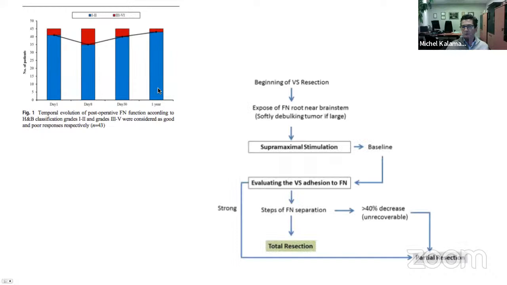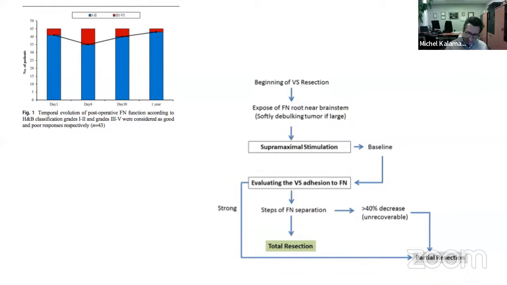And this is how we are thinking now when we do vestibular schwannoma resection. We expose the facial nerve at the brainstem. So it's easier through a translab approach. Sometimes for the retrosigmoid, it's more difficult because you don't want to push the 8 nerve and the facial nerve. And then you do a first measurement of the supramaximal at 2 milliampere. It's a baseline. Then you will see the adhesion of the facial nerve, and you go to monitor regularly the response. And when you have a decrease of more than 40%, and today it's 30%, then you stop the resection. It means you stop the resection between the facial nerve and the tumor. So you can remove the tumor, but you don't touch the facial nerve anymore.